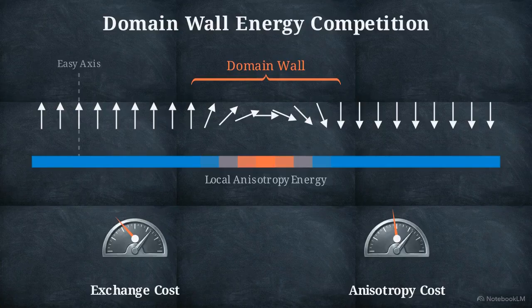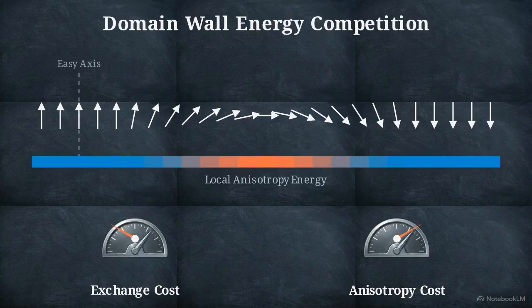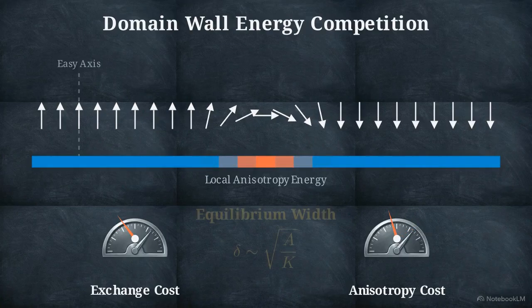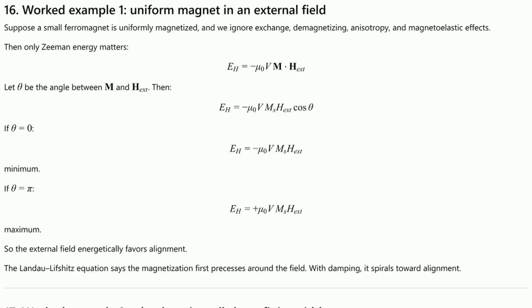Here, the 2 penalties compete directly. Anisotropy prefers the wall to be as narrow as possible to keep the majority of the material aligned with the easy axis. Exchange prefers the wall to be completely stretched out to make the rotation as gradual as possible. The exact width of the domain wall is determined by solving for the minimum of both terms. As derived here, the physical scale of the wall is proportional to the square root of the exchange stiffness divided by the anisotropy constant.